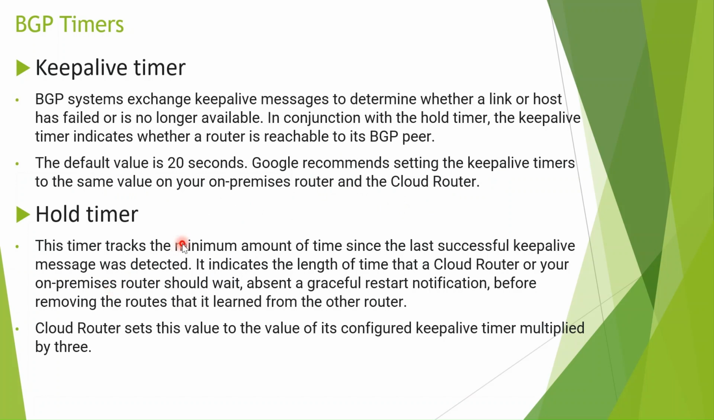After that, there is one more thing, the hold timer. Suppose your keep alive messages are failing. It will wait for 3 times. If your keep alive fails 3 times in 60 seconds, it will remove all the routes and declare that the BGP session is dead. If you have multiple sessions, it will switch to your passive session and make that session the primary one.